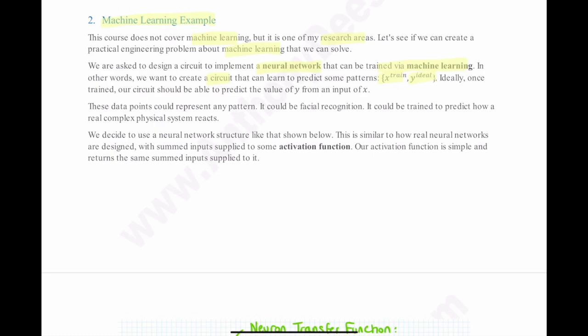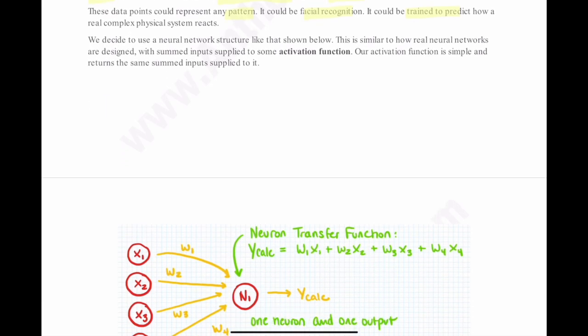Ideally, once trained, our circuit should be able to predict the value of Y from an input of X, and those value pairs could be from outside of our training data set. These data points could represent any pattern. It could be facial recognition. It could be trained to predict how a real complex physical system reacts. We decide to use a neural network structure like that below. You see down here. I'll show the full schematic in a second.